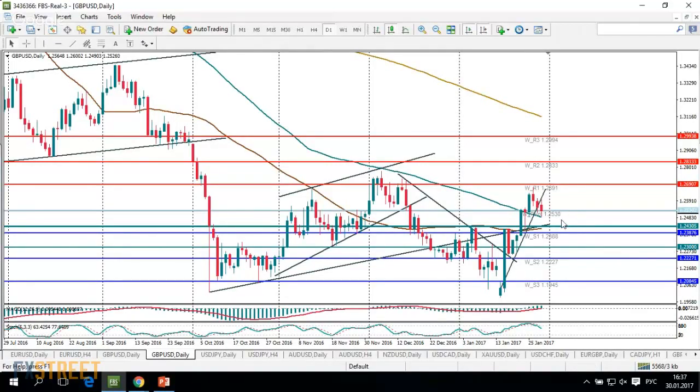But if the Bank of England sounds encouraging, if the data from the UK are fine, then the pair will recoil up from 1.2430 and will aim at this high of November 11th at 1.2673 and 1.2690. This is the first weekly resistance level according to the pivot points calculation. So this is our picture for the British pound.